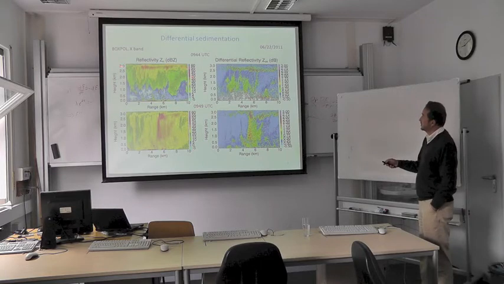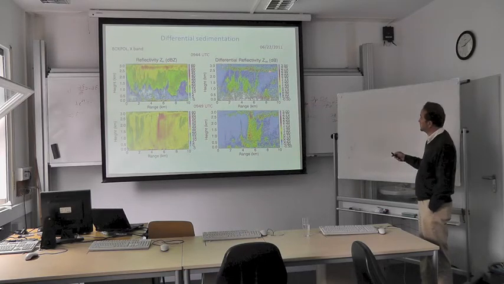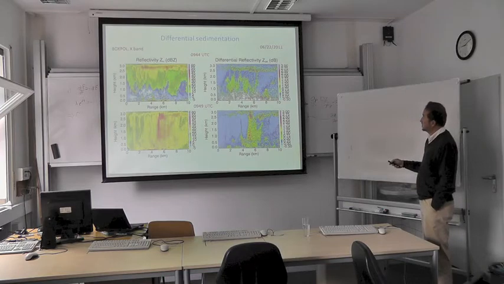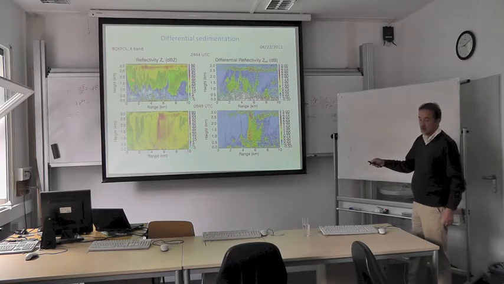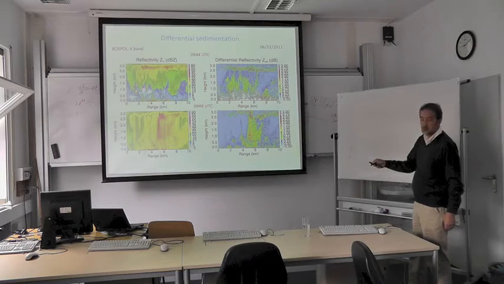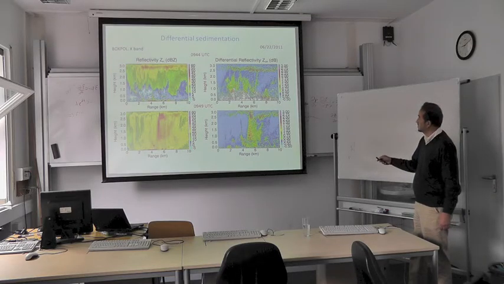And this is a bright band or something like that, where you see some sort of fallout of precipitation, which is seen in reflectivity. If you look at differential reflectivity, the bright band is marked by the increase in differential reflectivity. We'll talk about that a little bit more. But the most important thing that you see is some sort of icicles at the ends of these rain streaks. Reflectivity is very small because of a small concentration of particles, but differential reflectivity is quite high. This is a typical situation.